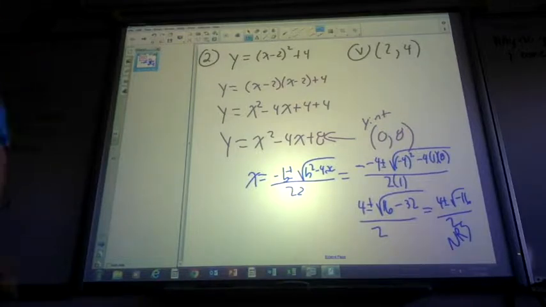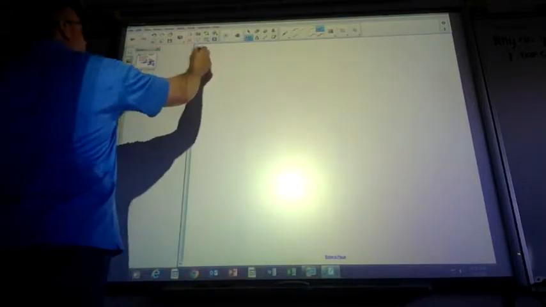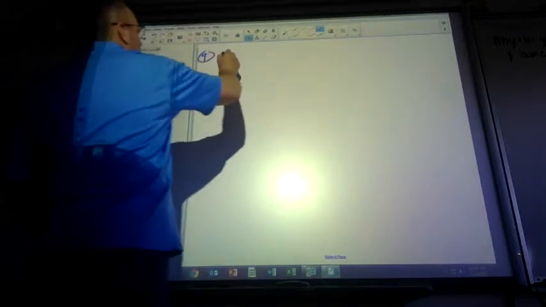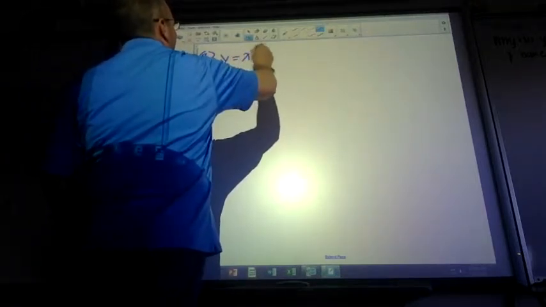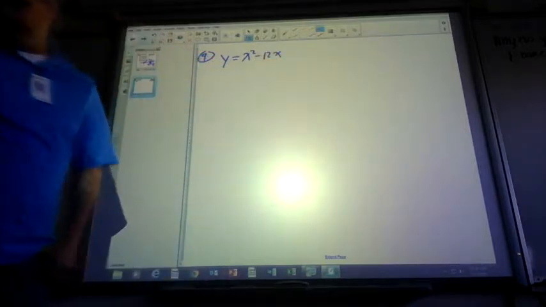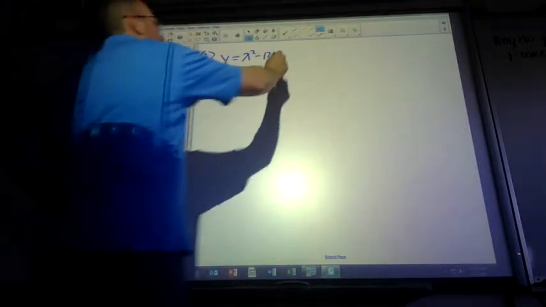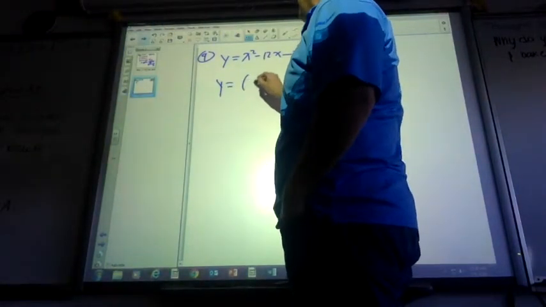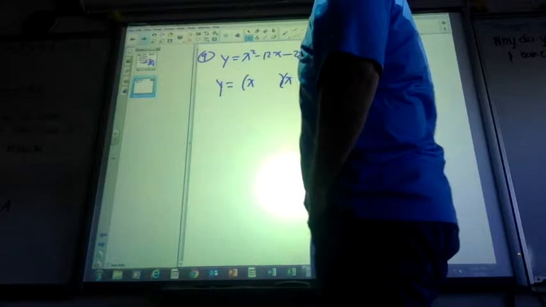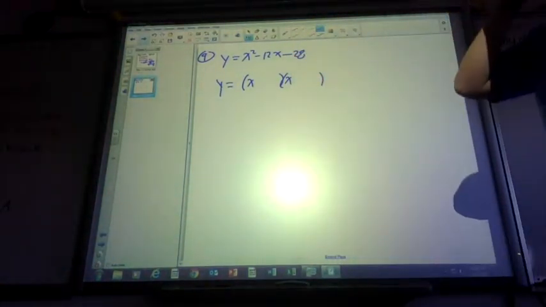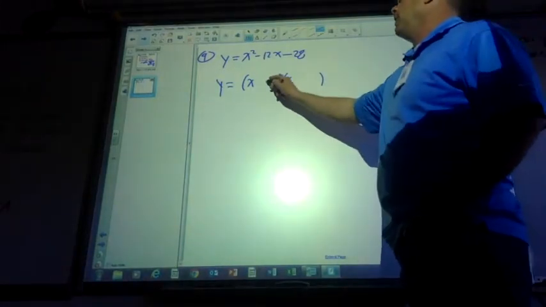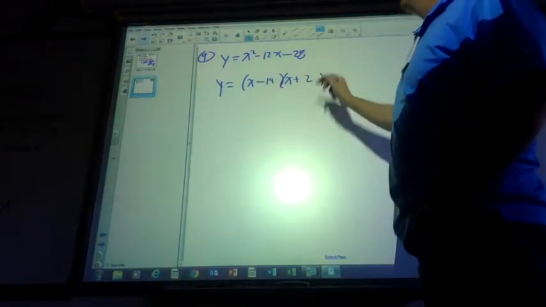All right, let's see. Can I go to number 4? Number 4, we have y equals x squared minus 12x minus 28. They want us to factor it. So at this point, when your x squared coefficient is 1, sometimes you can go through and say, okay, what two numbers multiply to give me -28 and add to give me -12? That would be -14 and positive 2.